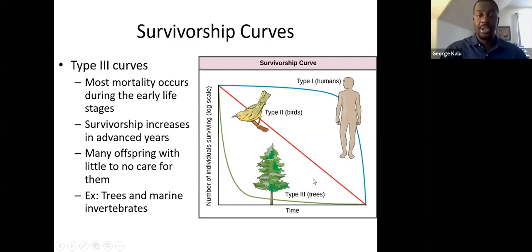So this is what we see in organisms that produce lots of offspring and don't provide them with a lot of care. So that's going to be trees. Obviously, they're not going to be able to provide any protection or any kind of care for their offspring. And then marine animals and marine invertebrates as well, like fish, starfish, things like that. Anything that's in the ocean, any kind of marine invertebrate, those are typically going to produce lots of offspring, and they're not really going to provide any parental care because they're going to be pretty self-sufficient from the time they're born. So those are type 3 curves.